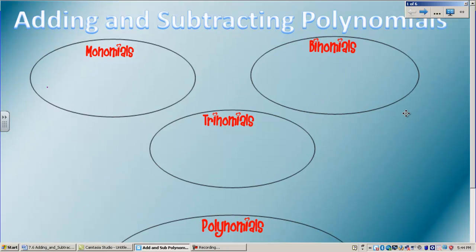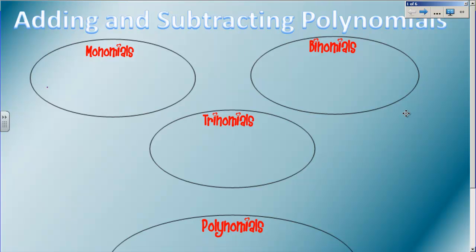Adding and subtracting polynomials, that's our lesson for today. We have been talking about exponents and the rules that go with them. Now we're going to talk about things that have exponents and adding and subtracting them. We've done this before, only when we did it before we called it adding like terms, but it's the same thing.